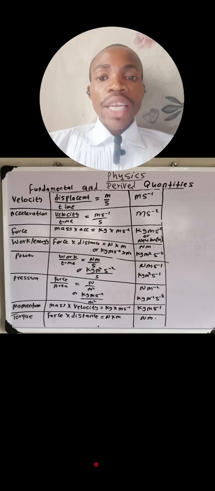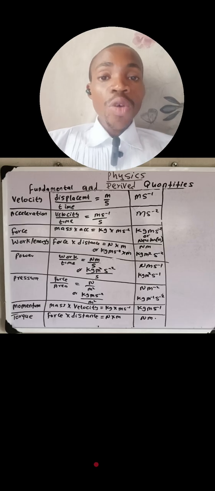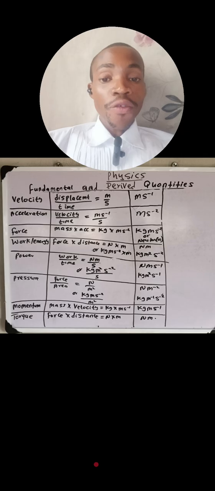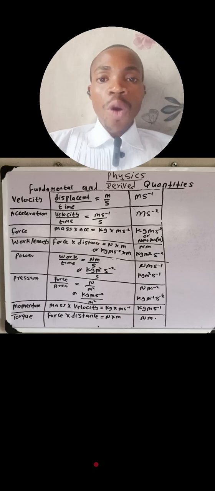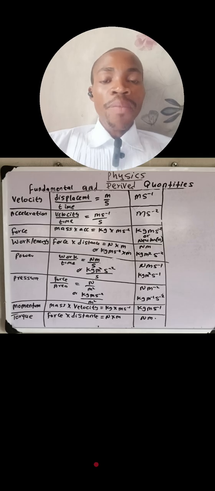Let's continue. Now let's also look at work and energy. You need to bear in mind that work and energy have the same unit and formula. What is the formula for work? Work is force times distance, and the SI unit is Newton meter or kilogram meter square per second square. We also have another derived quantity, power. The formula for power is work over time. And the SI unit is either Newton meter per second or kilogram meter square per second.